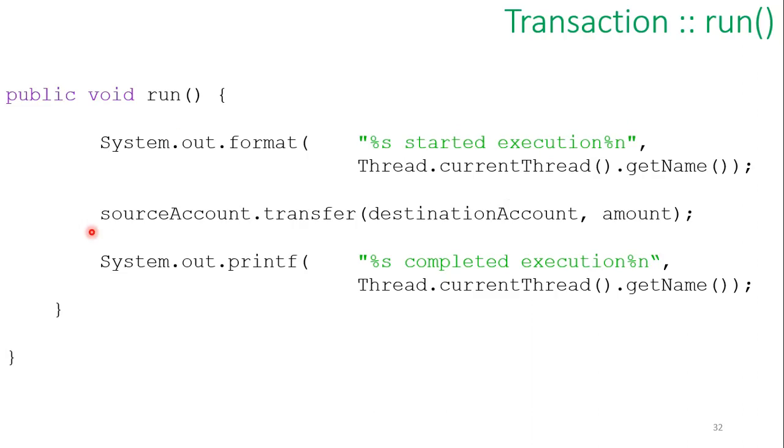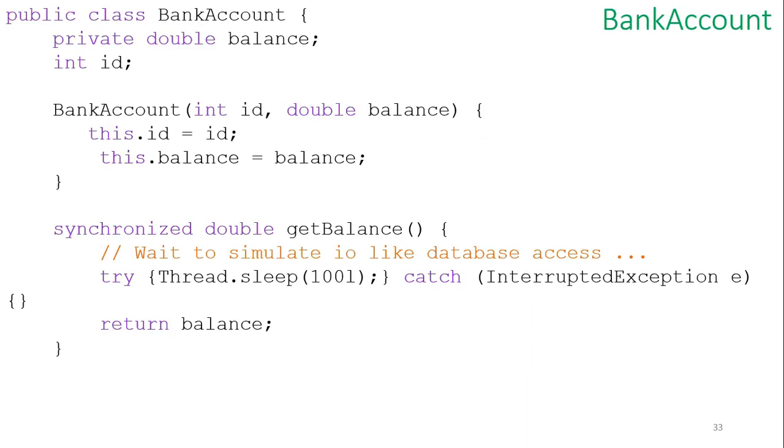And then when we are done, it's going to display a similar message saying I completed execution. And in between, it's going to call a transfer method onto the source account. So it's a different transfer method. It's not a static transfer method like in the previous code example we used. This one is an instance method. So the source account is going to be asked to transfer to a specified destination account the specified amount. And that's it. Okay? So let's take a look at the bank account class.